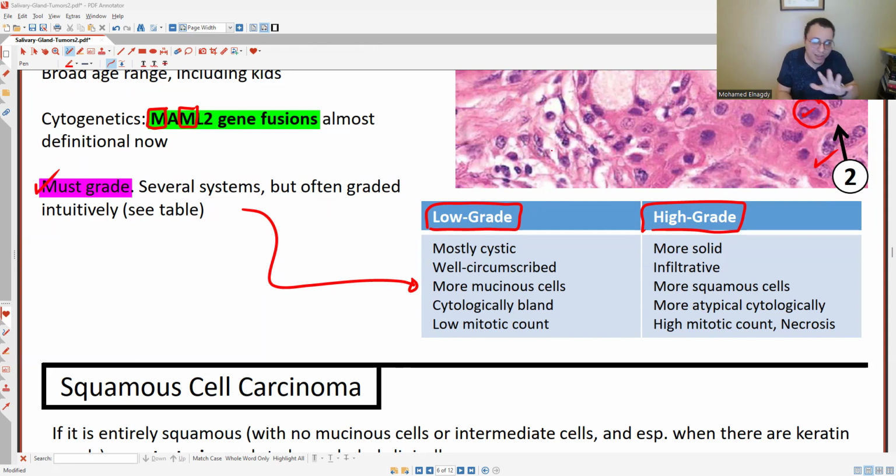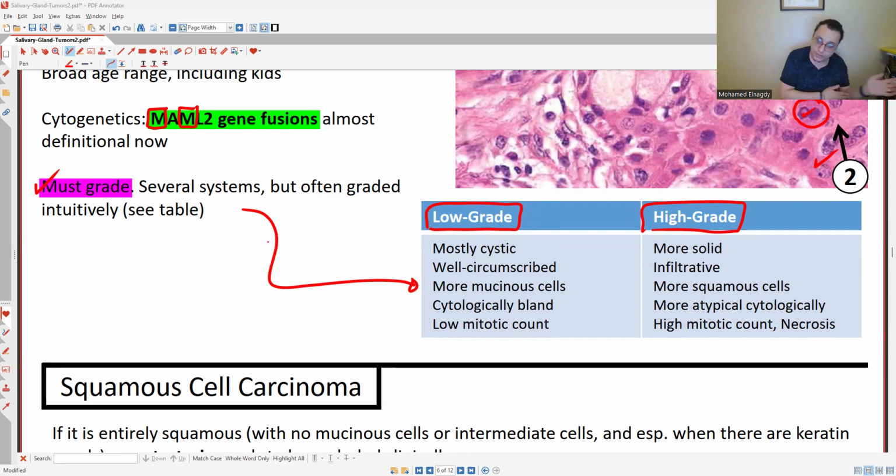But board-wise, this table is not important. I was asked about this table in one of the tumor boards. The head and neck surgeon, when we signed out the case as high grade mucoepidermoid, asked, so what's the meaning of high grade? So I told him this table. I told him, well, it depends. We assess a lot of things.